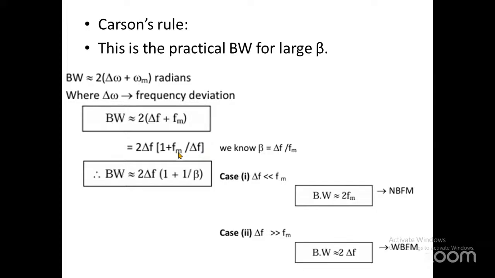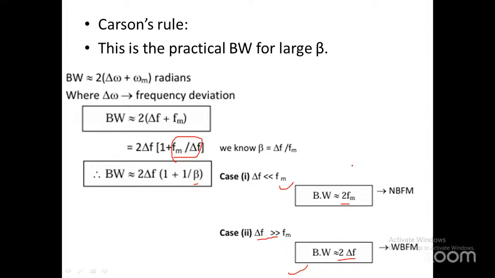From this, a new factor will be defined, beta equal to delta F by FM, called modulation sensitivity or percentage of modulation. So this is Carson's rule. From Carson's rule, the bandwidth is approximately equal to 2 FM. If delta F is far greater than FM, it is approximately equal to 2 into delta F. So these two results are from Carson's rule. Carson is the person who justified the bandwidth for wideband or narrowband FM.